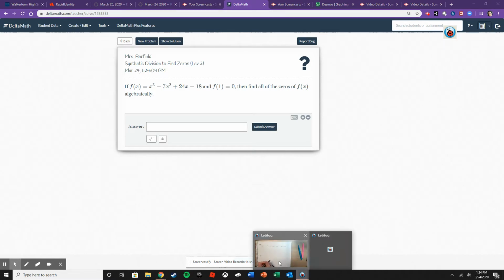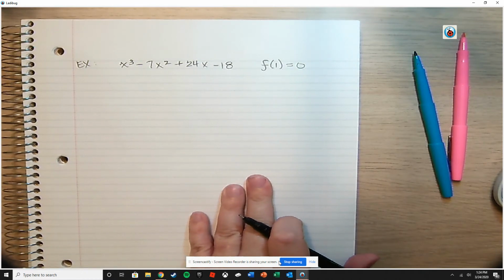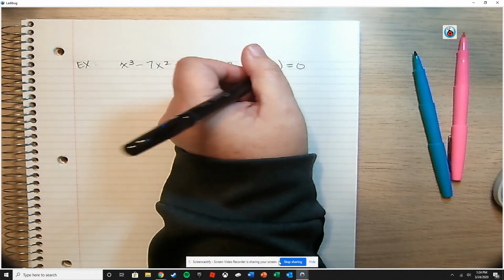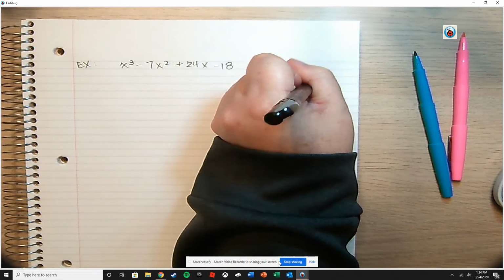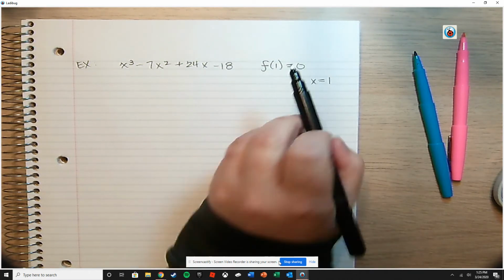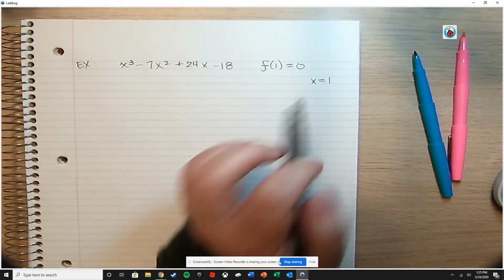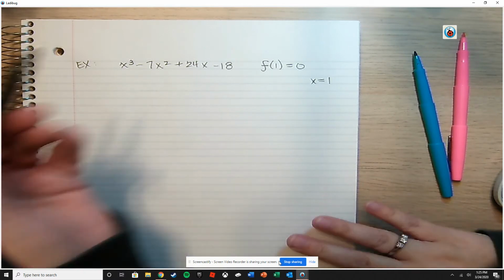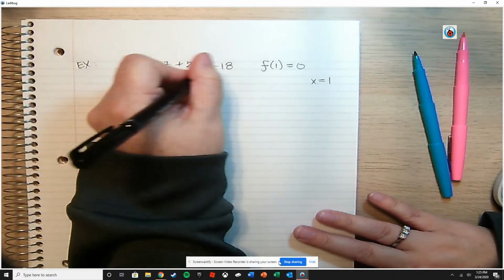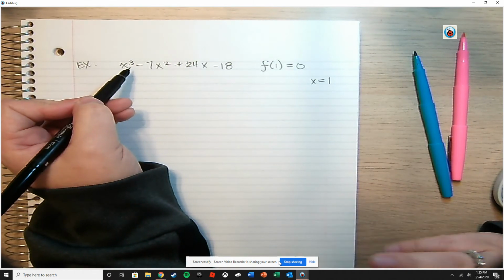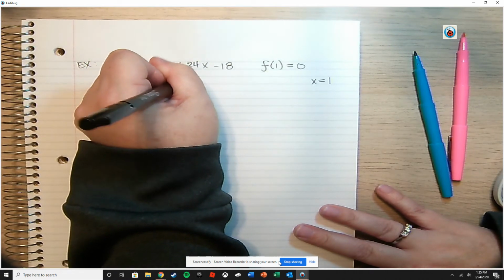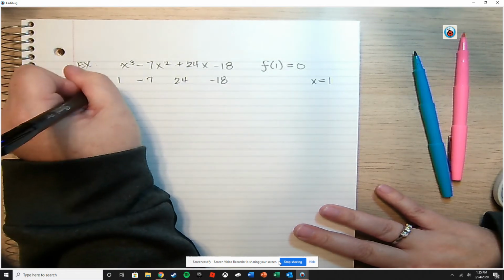Okay, so if I switch back over to my document camera, they have told me that this is a 0. So I know that one of my answers is x equals 1. So whatever was in here, because I got 0, that's that synthetic division, that's that remainder theorem. If I get a 0, then I know that that was a factor of my original problem. So I'm going to take this polynomial. I have an x to the third, so I know there's 3 answers. So I've got a 1, negative 7, 24, negative 18, and I'm going to plug in 1.